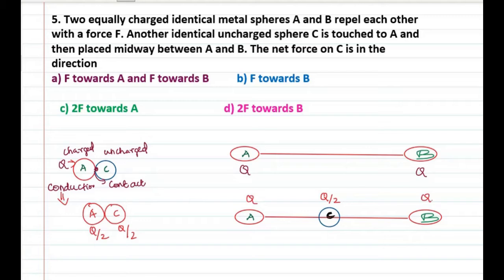So what will be the force due to C? A will repel C towards B. So C is repelled by A. And similarly, between B and C there are also like charges, both positive. So B also will repel C towards A. So the force will be towards B as well as towards A because of the like charges. So the answer is option A.